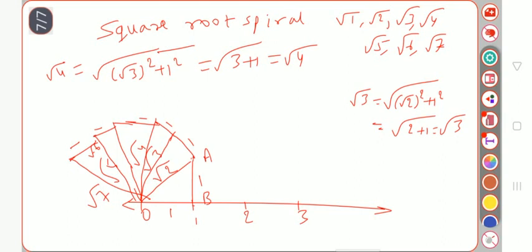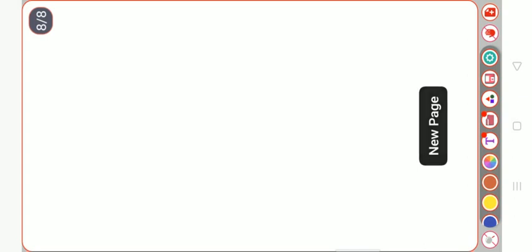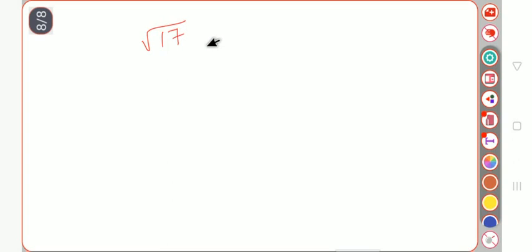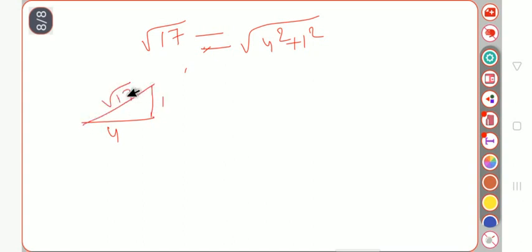Now we have learned root 2, root 3, root 5. Many times it asks: represent root 17 on the number line. So I will represent root 17. We can write root 17 as 4 square plus 1 square, meaning you take 4 as the base and 1 as the height. 4 square is 16 and 1 square is 1, so it will be root 17.